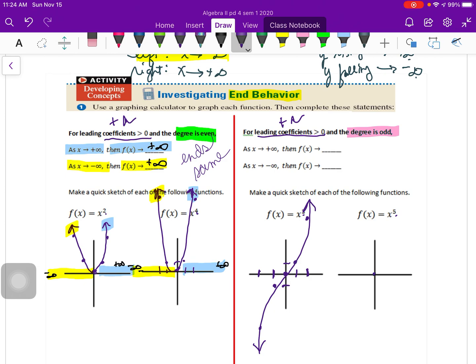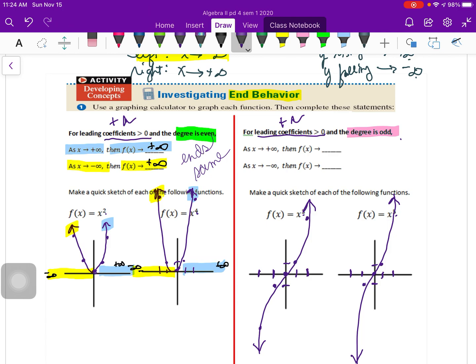Do the same for x to the fifth. Put 0 in, I get 0. 1 to the fifth is 1. Negative 1 to the fifth is negative 1. Negative 2 to the fifth is negative 32, so it's way down here. Positive 2 to the fifth is positive 32, so it's way up there. So I get this graph.